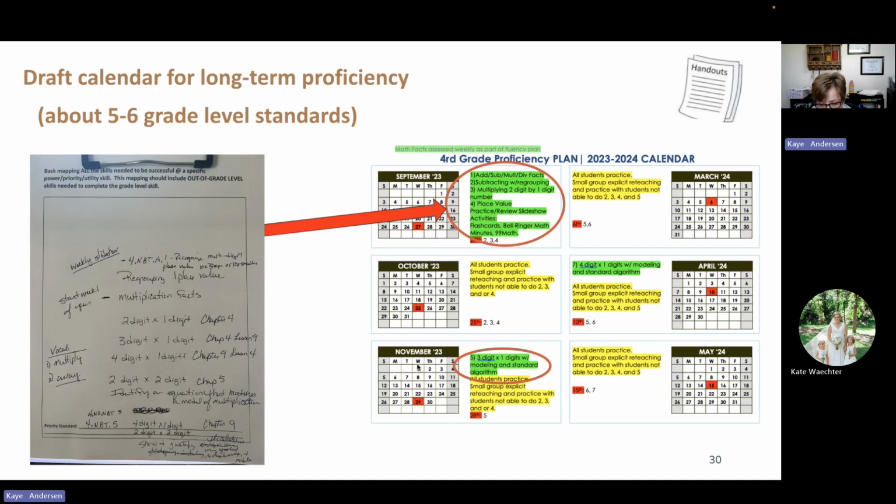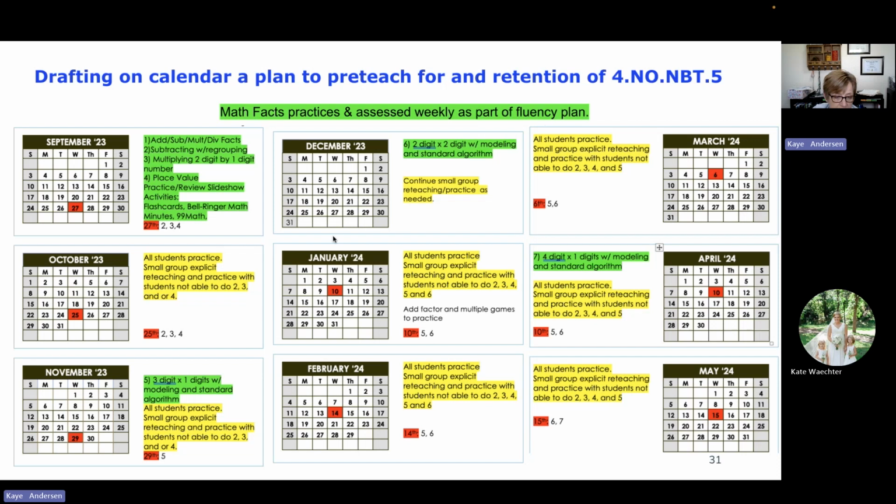When it gets into November, however, is when the book teaches 3-digit by 1-digit modeling and standard algorithm for multiplication. So she's added number 5 to her assessment for the 29th. Now, these other ones supported this. So as we look at this as it goes through September through November, then in the middle, December, January, February, and at the end, March, April, May, she has built on, she's added in there the 2-digit by 2-digit with modeling and standard algorithm that occurred in the book. This is when she expects that to happen, is in December.